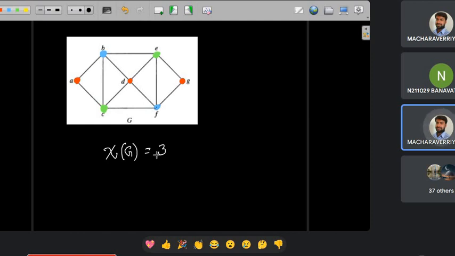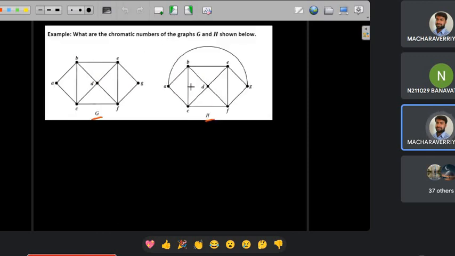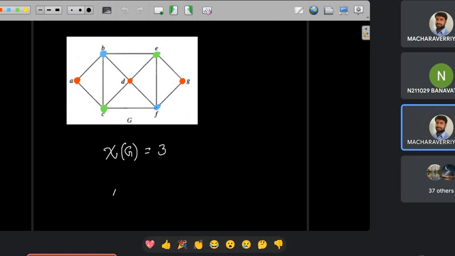So how about the chromatic number for the graph H? What is H here? Just this A and G got connected, isn't it? So in case of H, we got a new edge from here to here, right? Since A is given red color, now G is not allowed to be given red color.